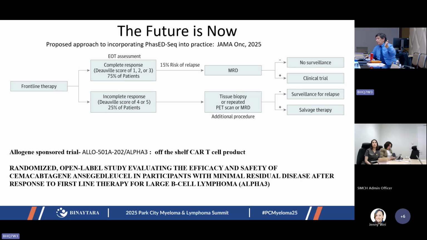Well, the clinical trial is open. You asked about off-the-shelf product this morning. Allogene has an off-the-shelf CD19 CAR, and they have a randomized open-label study. We're a member of that study. They would prefer IPI 3 to 5 patients, because that's a higher likelihood of having positive circulating tumor DNA by the phase ed assay. But it's going to be open-label evaluated.